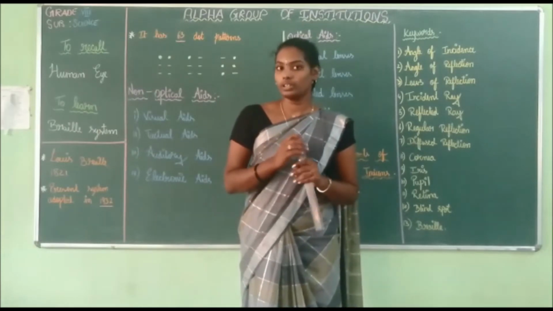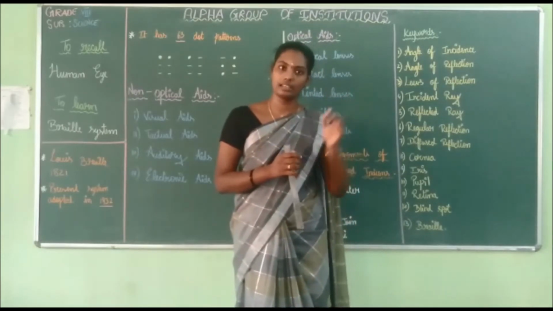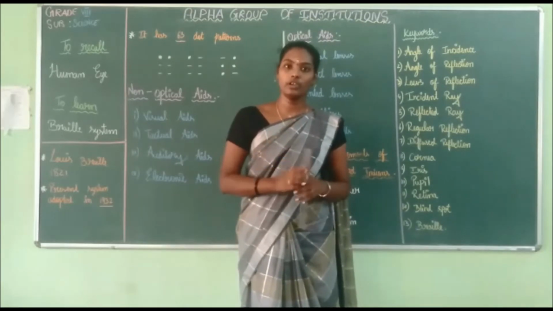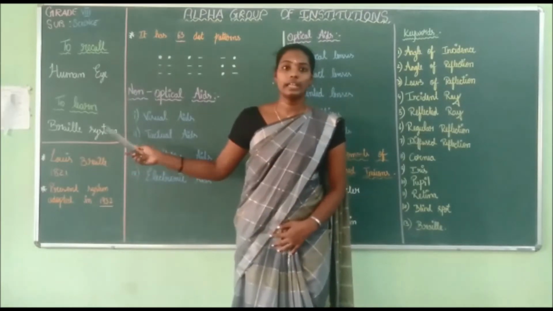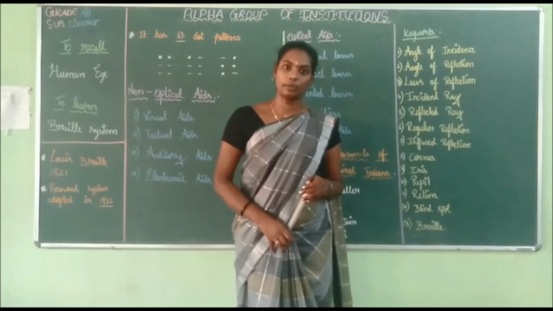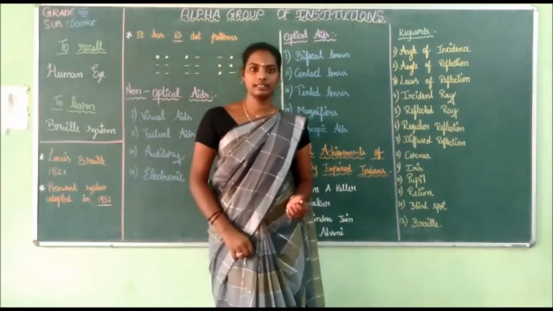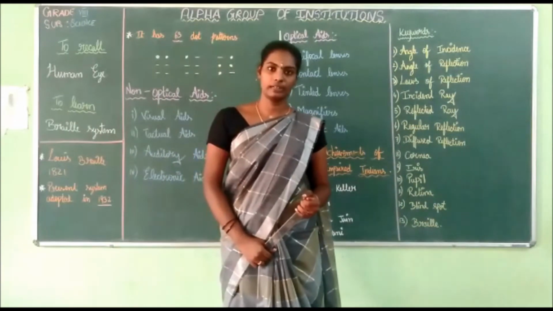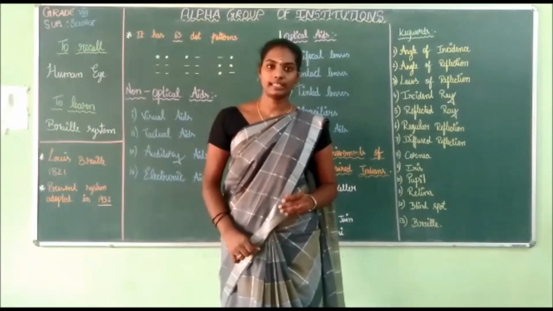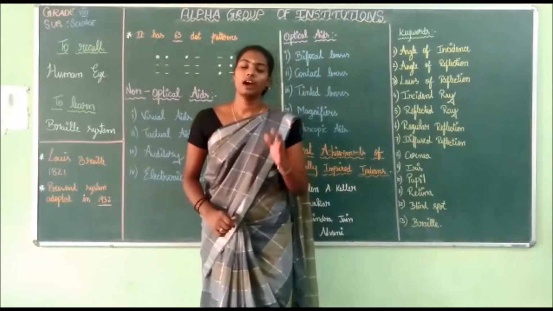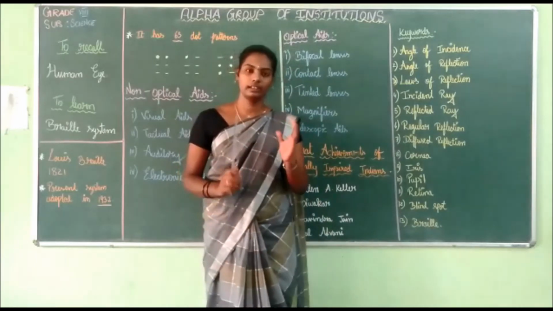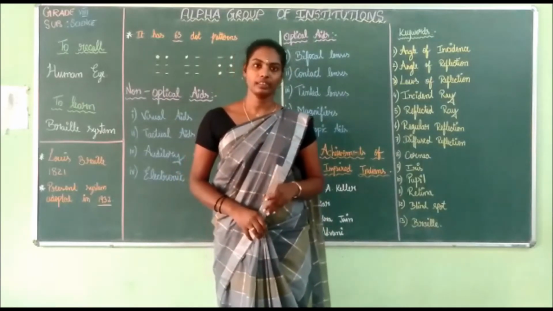Okay, so this is about the last class. Today we are going to learn about the Braille system. Let us discuss the visually challenged persons who have eye defects and eye problems. But how can these people learn about the world?